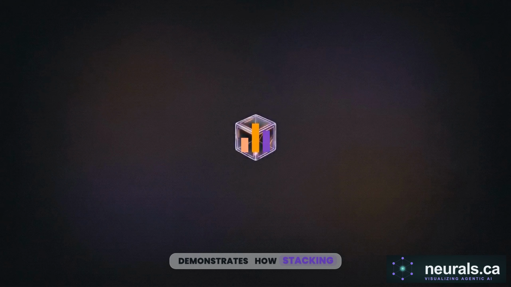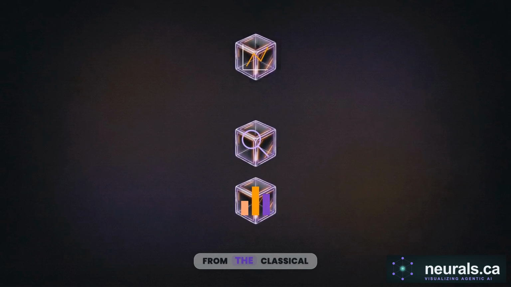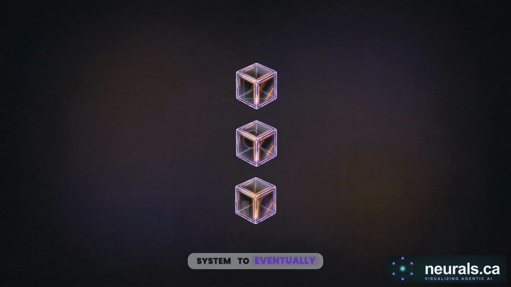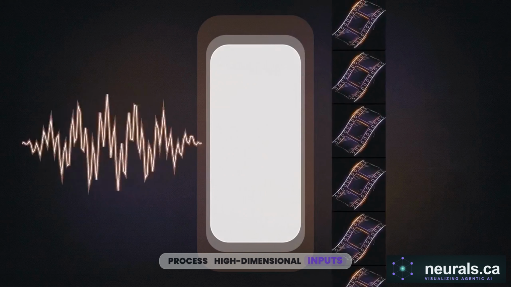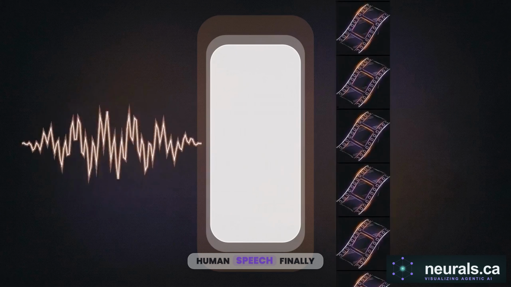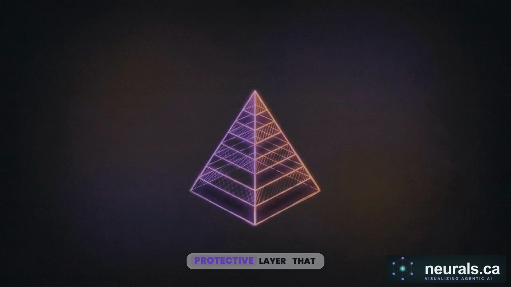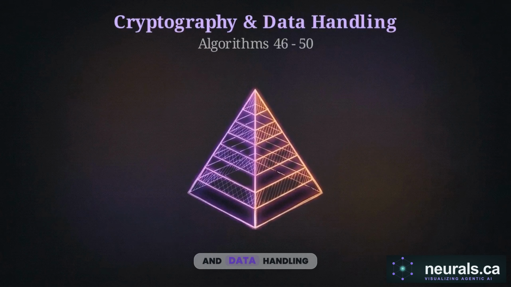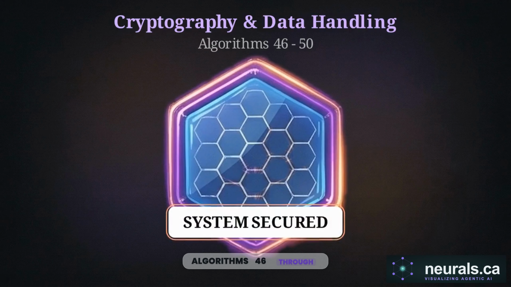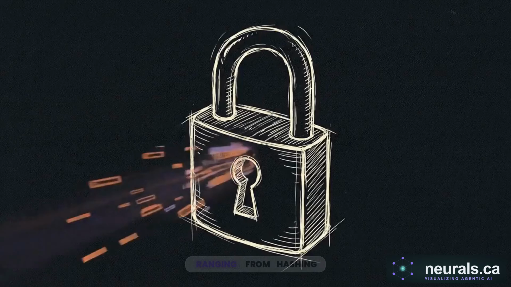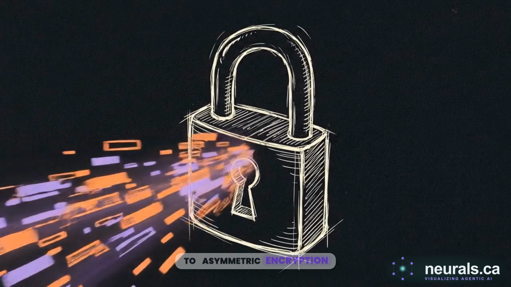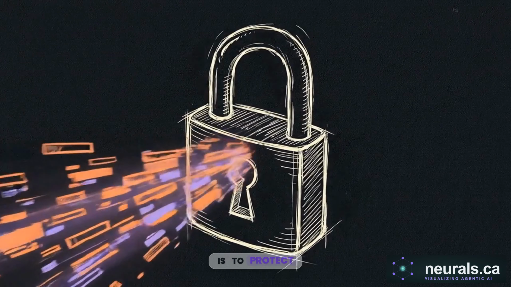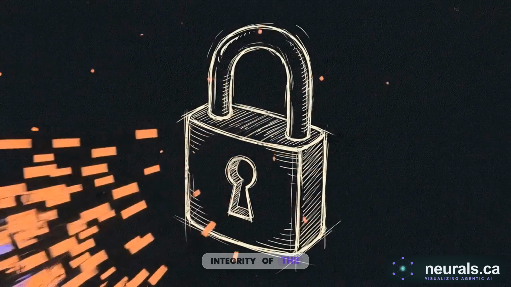It demonstrates how stacking the simple operations from the classical tiers allows a system to eventually process high-dimensional inputs like video and human speech. Finally, we reach the protective layer that wraps around the entire stack: cryptography and data handling, algorithms 46 through 50. In applications ranging from hashing to asymmetric encryption, their critical job is to protect and verify the integrity of the information.